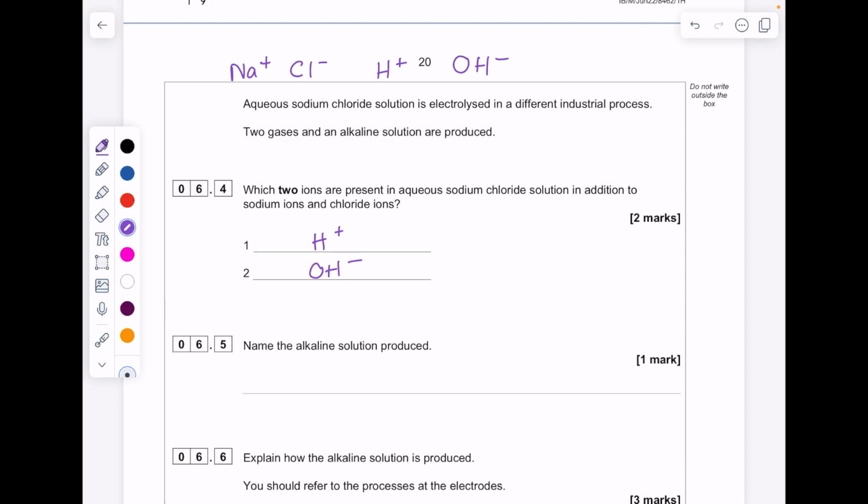Name the alkaline solution produced. So when you have multiple ions present, when you consider the positive ion, it will actually be the least reactive element which discharges, which means it's hydrogen, leaving sodium ions over in solution. If you look at the negative ions, the halogen discharges preferentially, so the halide ion. So that's the chloride ion, leaving the hydroxide ion over. So what is the alkaline solution produced? It is sodium hydroxide.